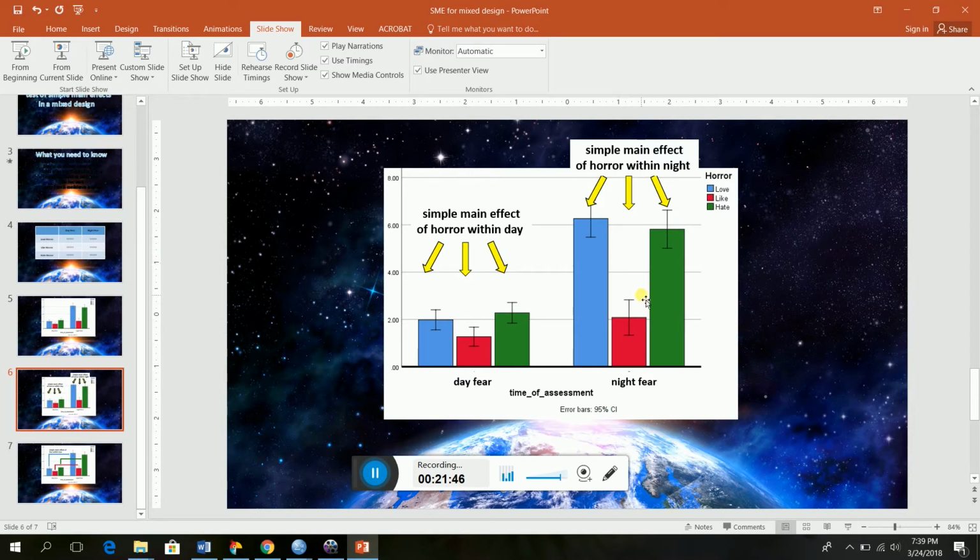If we go back to our graph, we can now see this, and this is perhaps a little more evident. We have learned, we've confirmed that the people who love horror movies and the people who hate horror movies report significantly more fear during the night compared to people who just like horror movies.